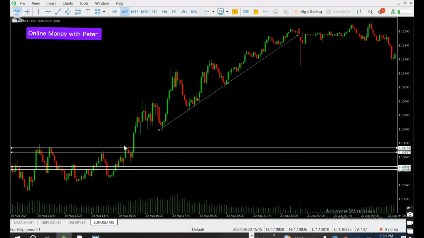So you can see that with your trend line and horizontal line, you can analyze the forex market, and it can help you with your trading decision. I want to believe that you find this very, very informative.